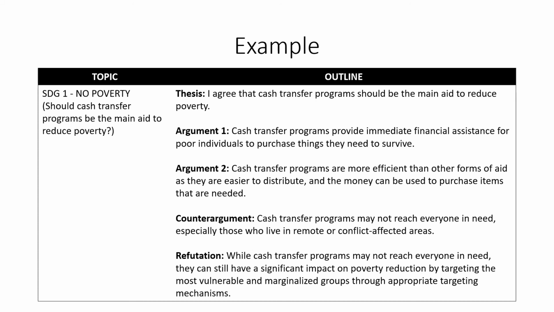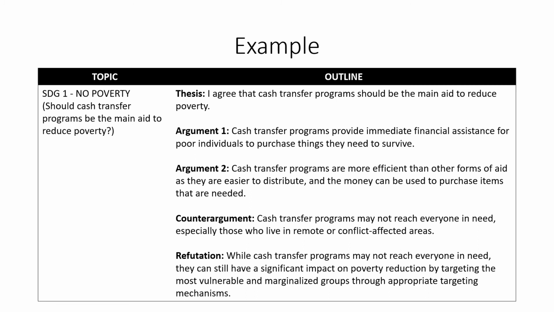Okay, this is how you're going to write your topic. For example, here SDG 1, no poverty. So this is the theme that you have chosen. And then I would like you to write your tentative title. Okay, the title here, it is recommended that you write in the form of a question. I think it's much easier for you to explain your opinion later, or for you to persuade your audience. Okay, this is an example. Should cash transfer programs be the main aid to reduce poverty? So this one is related to the SDG.